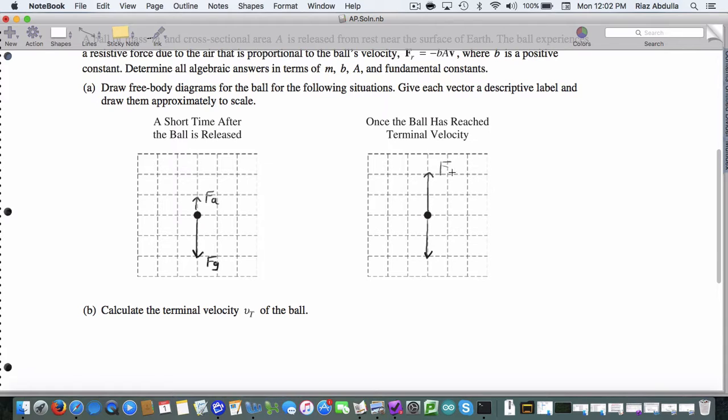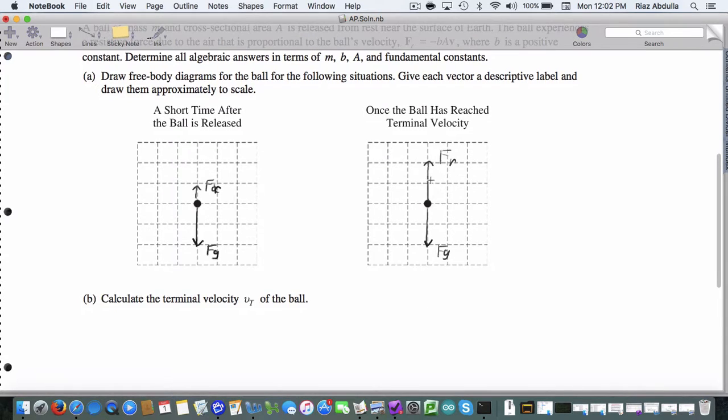Okay, so here's the air resistance force. Sorry, I'll call it FR the way they do. They should be equal length. I saw people not draw an FR when terminal velocity had been reached. I am not happy with you.